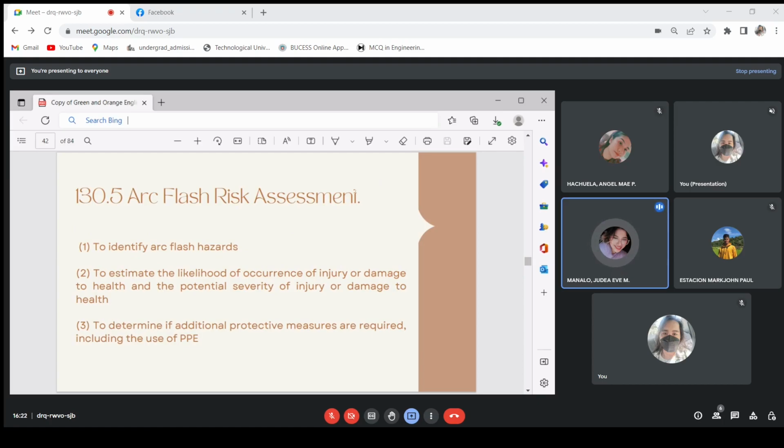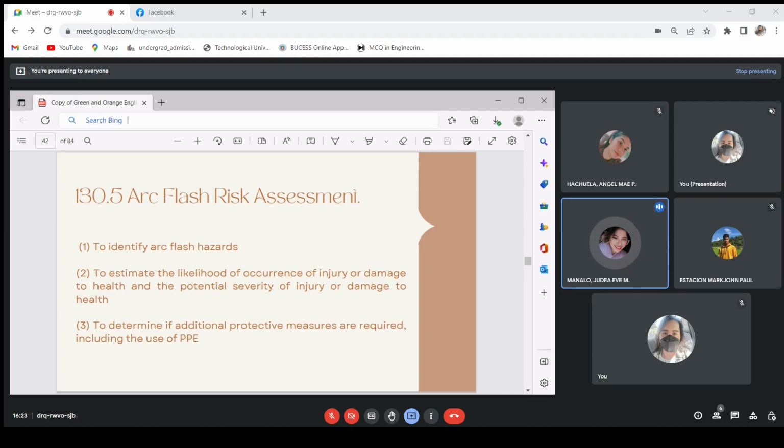Article 130.5. Wait lang. Article 130.5, arc flash risk assessment. Earlier, the first reporter, Angel, discussed the arc flash risk assessment. And in this article, as I said earlier, we should lessen the hazard. And then we should follow the PPE, protective equipment, which we need to wear to lessen the injury and the damage to our health, for our own sake.